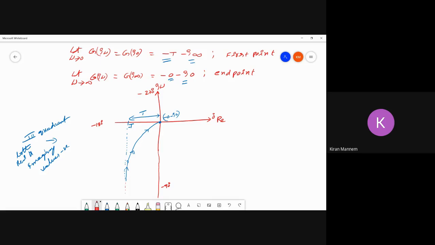If you have any questions, you can ask. Otherwise, we'll move to the next example, example number 3.